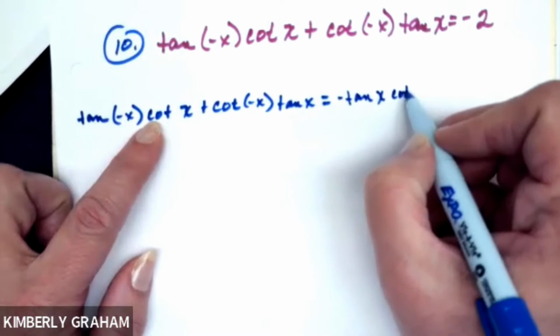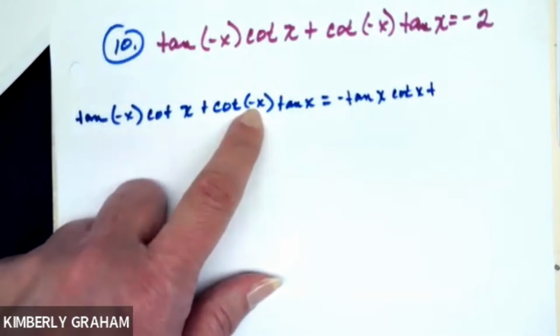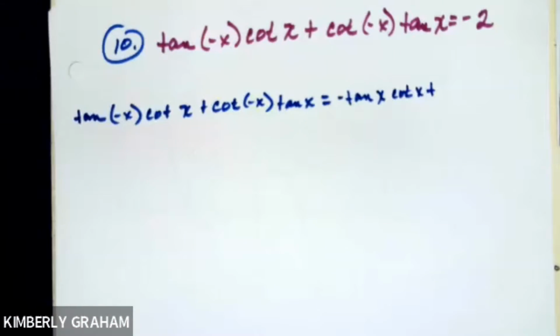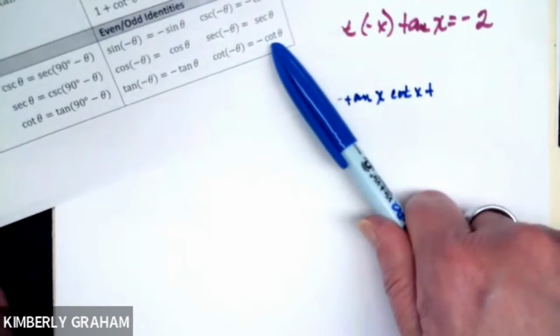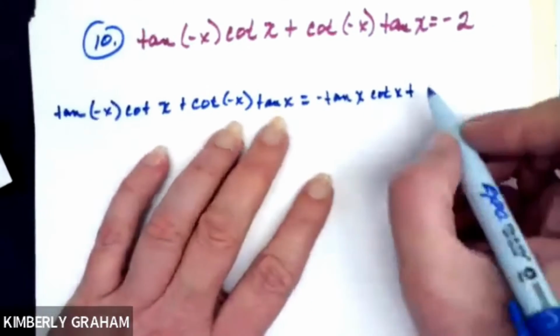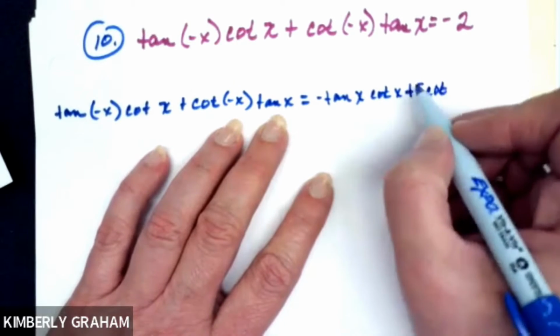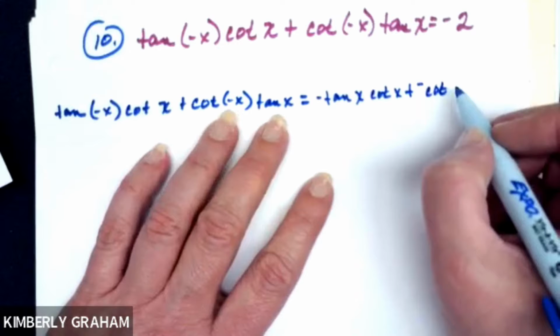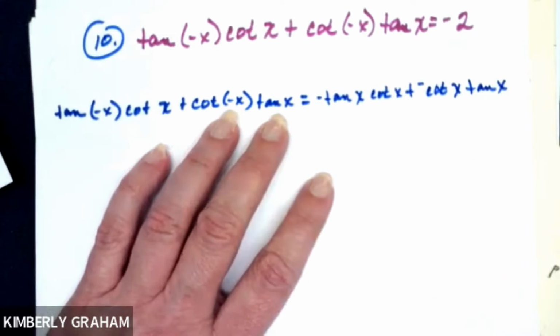I've got cotan x plus, now I need to get rid of this negative x that's in the cotangent. So again, I put the negative out front here. So I've got negative, and you could have just written this as minus if you wanted to, minus cotan x tan x.